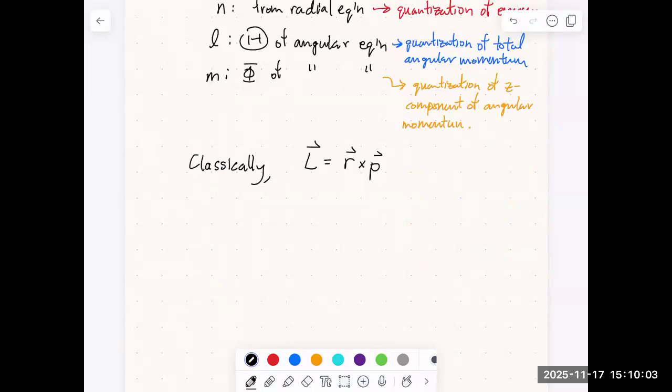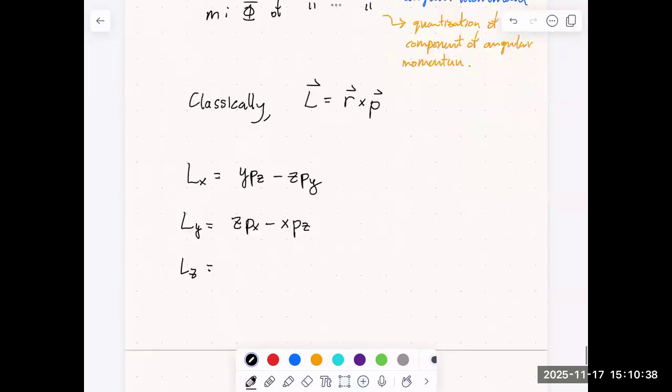So let's stick first with the classical case, just to begin. The way that I would calculate this cross product is I would write down a 3x3 matrix and take the determinant. And if you did that, the x component would be y pz minus z py. This is clearly in Cartesian coordinates. Ly would involve x and z, so it's going to be z px minus x pz. Lz is going to involve x and y. It's going to be x py minus y px.